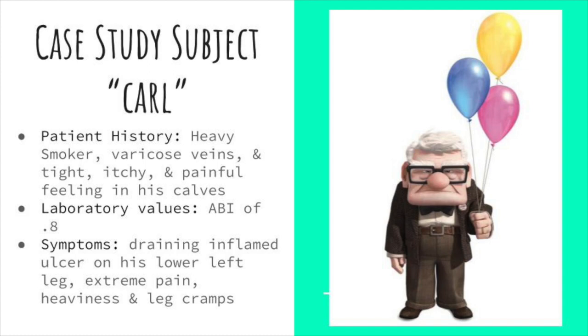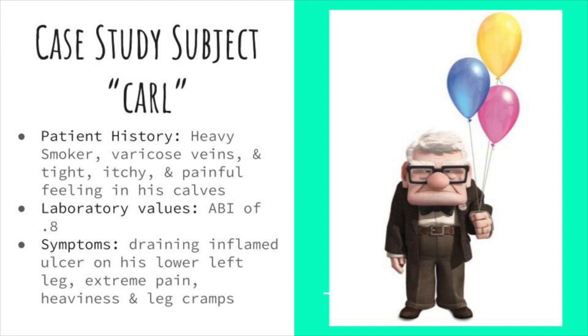Carl is a heavy smoker, smoking 1 pack of cigarettes a day, and has a history of varicose veins as well as tight, itchy, and painful feelings in his left calf. He has a history of untreated hypertension, arterial compromise, and refused revascularization. Normal ankle brachial index is 1 to 1.4.